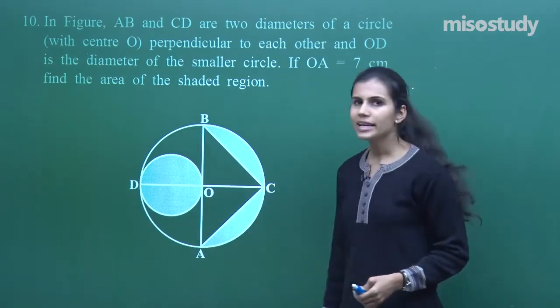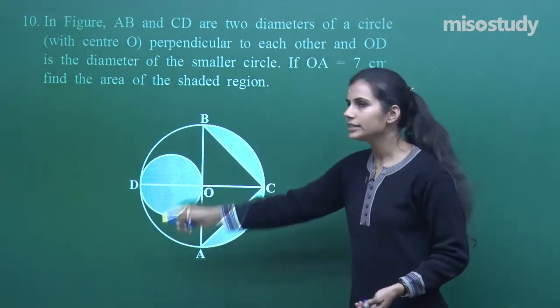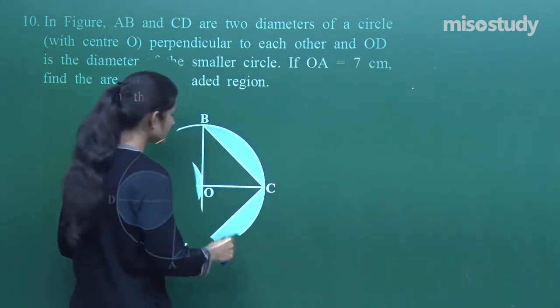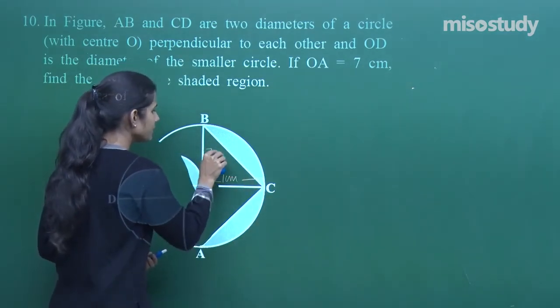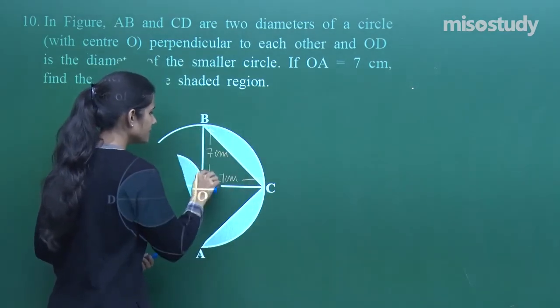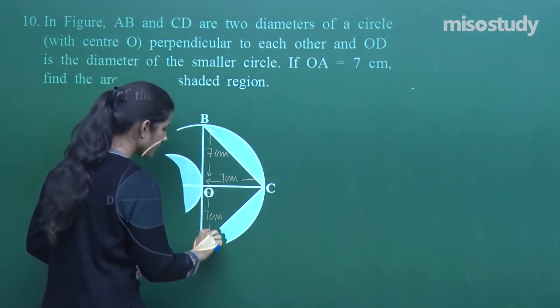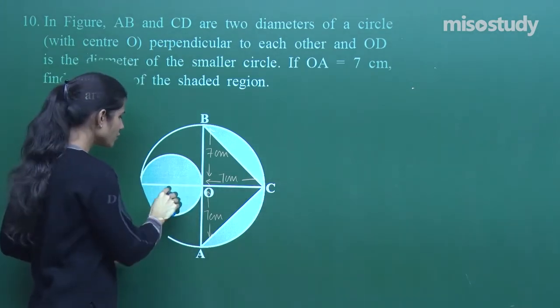The moment OA is given as 7 centimeters, I have already discovered that OA, OB, OC, OD are all radii of the larger circle. That means the radius of the larger circle is given to you as 7 centimeters. OC will also be 7, OB will be 7, OA is already given as 7. And if OA, OB, OC all are 7, that means OD is also 7.